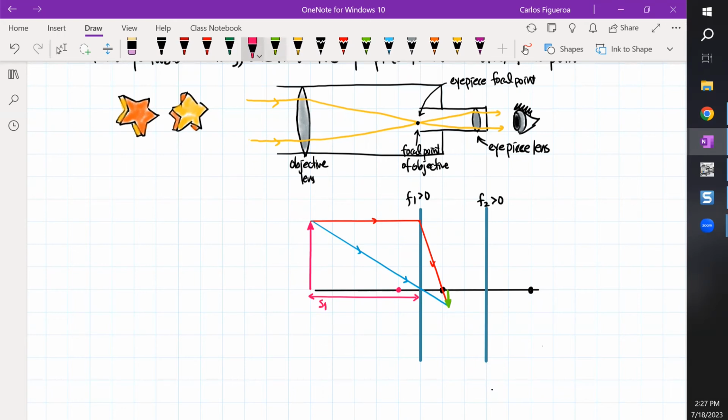And now I have a second distance, which, I don't know where to put this. It's going to be in the way, so I'm going to move it down. This is image S1 prime. So that image now becomes the object of lens 2. So I have to go to the far focal point.